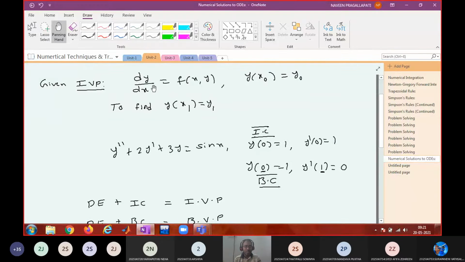So solutions of a differential equation are infinite, there are several solutions, but the solution of an initial value problem is unique, only one. Once you have that solution, whatever value you substitute in it, you will get the corresponding value of y. If I give x equal to x2, you will get y2; x equal to x3, you will get y3, and so on.